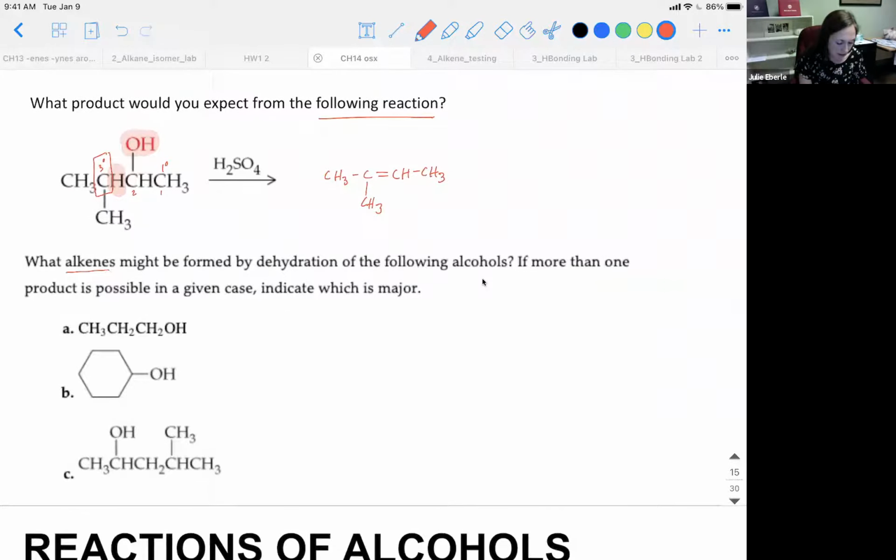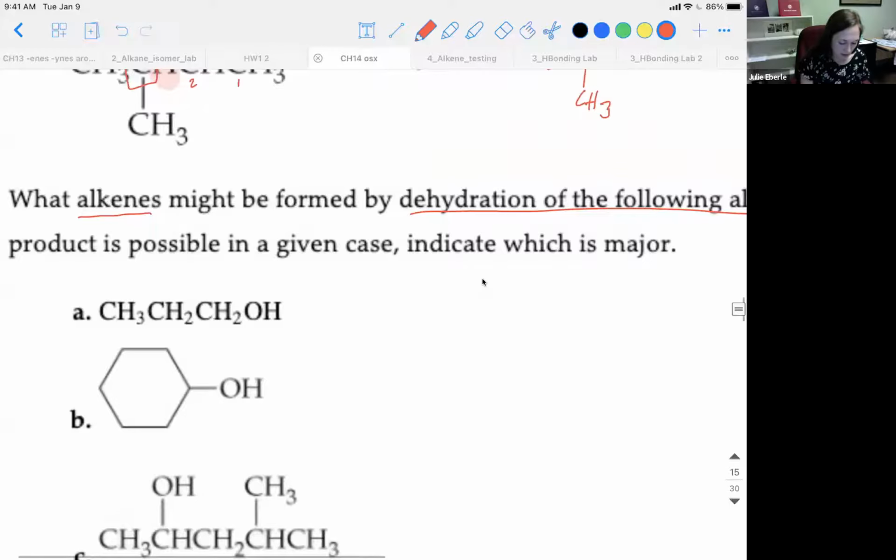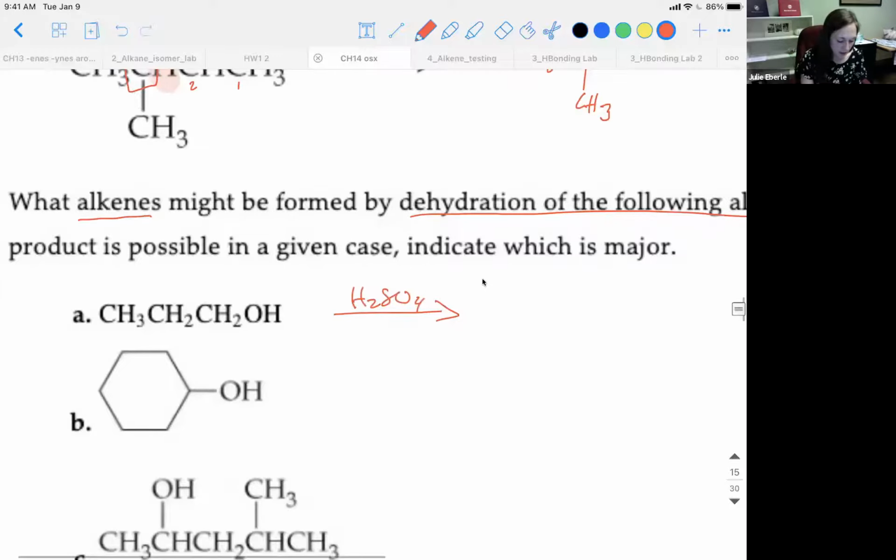Okay, what alkenes might be formed by dehydration of the following alcohols? Basically, if we have an acid catalyst such as H2SO4, what product are we going to get? We know we're going to take this OH group off, and we only have one option to pull the hydrogen off of. This carbon only has one neighboring carbon, so one of these hydrogens has to go.